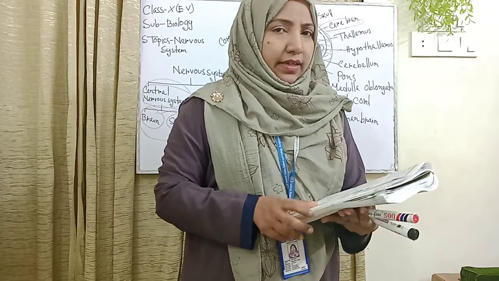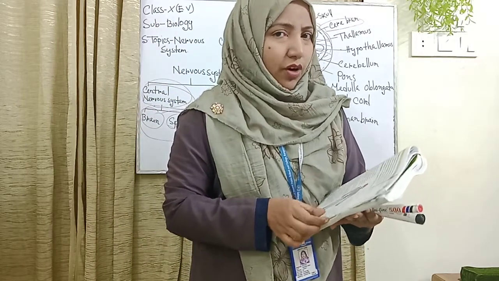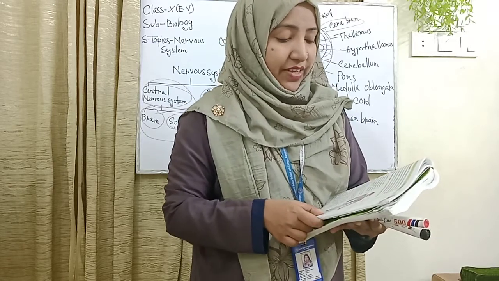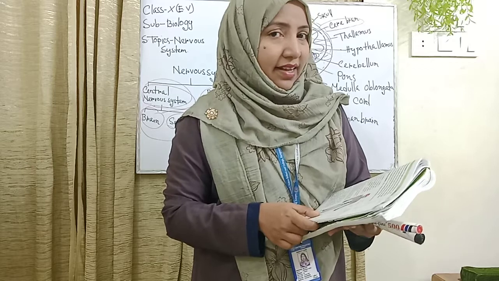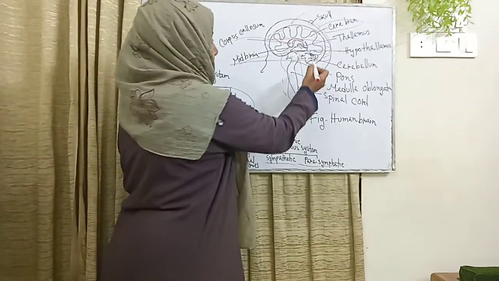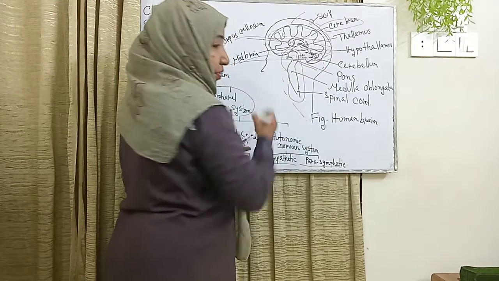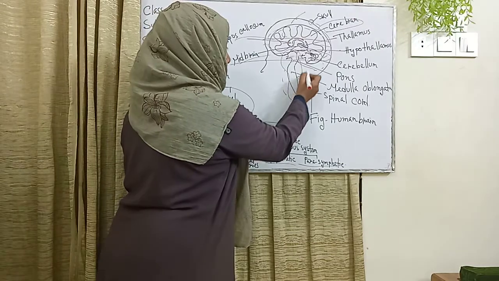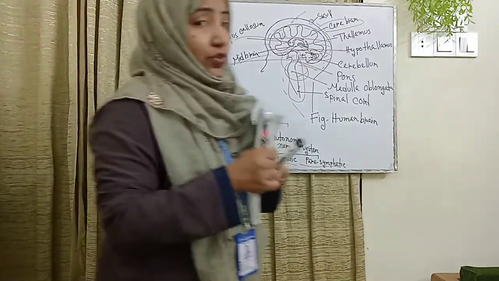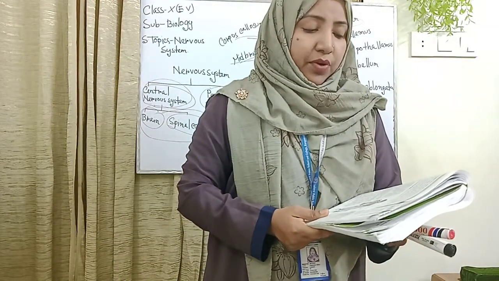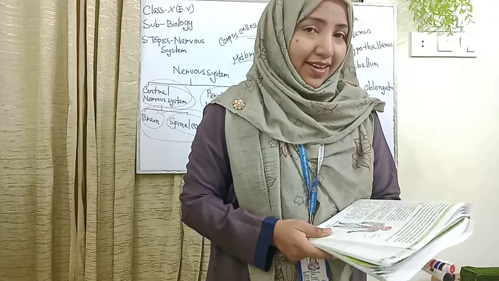Listen carefully. There are other parts, not the cerebrum. This structure is the cerebellum, and the other structure is the medulla oblongata. Here is the cerebellum, not cerebrum, and another name is the medulla oblongata. This structure is also the medulla oblongata. Okay, and it also plays an important role in vision and hearing.